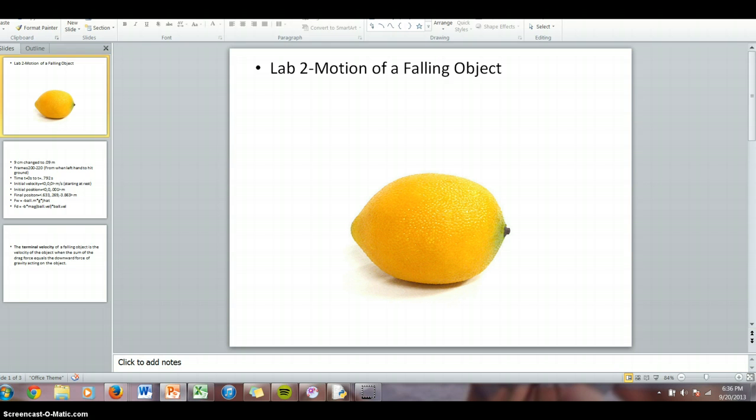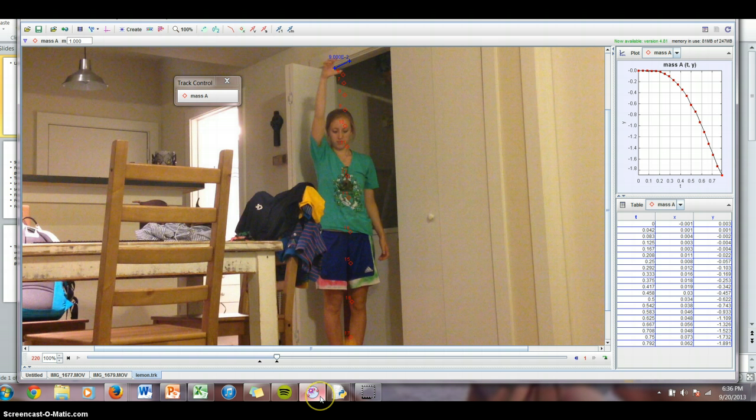the object's motion. In this lab, I chose to use a fake lemon, which is just a plastic lemon with a hollow inside. I dropped it from head height until it hit the ground. We uploaded the video into Tracker, as shown here.